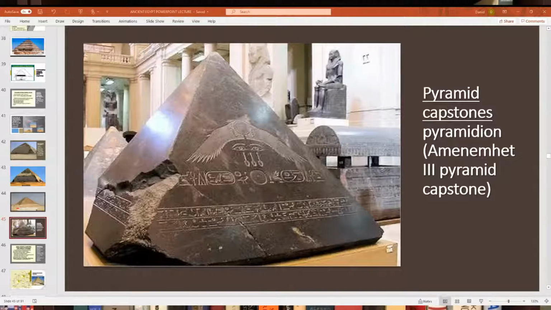That's a pyramidion you see there of Amenemhet III, who was a pharaoh, I think, going back to the 12th dynasty, a long time ago. So anyway, that's the beginning of the early pyramid design being constructed at that point. Now I'm going to move on to the more famous ones that you probably have heard about, such as the Great Pyramid of Giza, of course, which is well known.